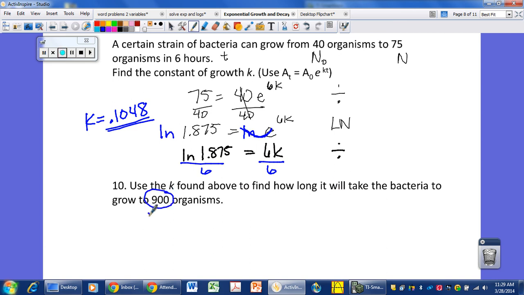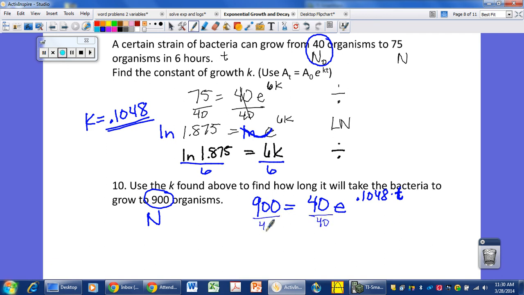So here, this is our future amount. So we want 900 equals our original 40 organisms. Remember, this is still the amount we started with. Still 40. e to the 0.1048 times t. How long will it take before we get to 900? Okay, so once again, divide both sides by 40.